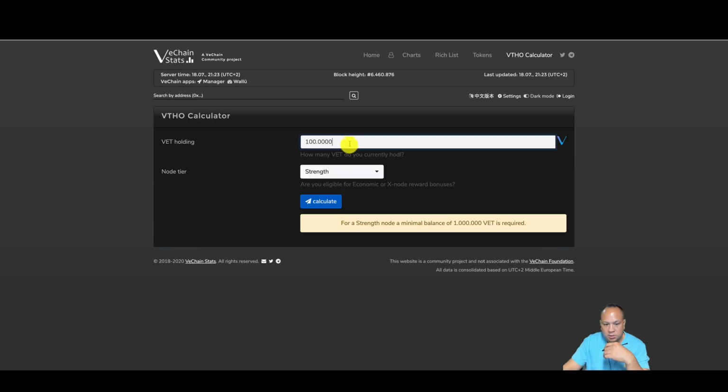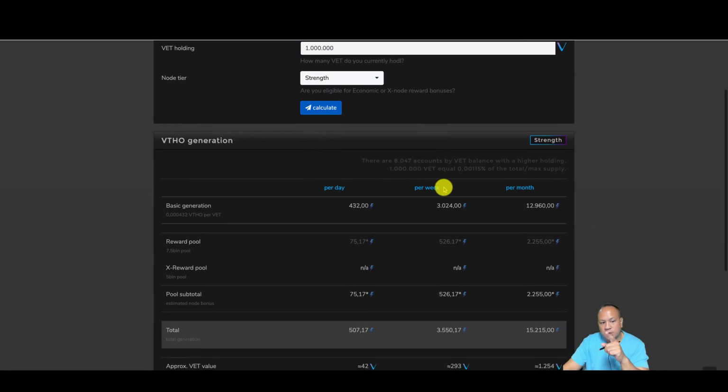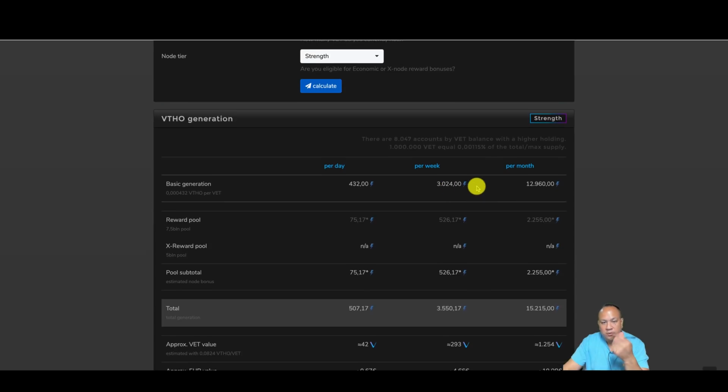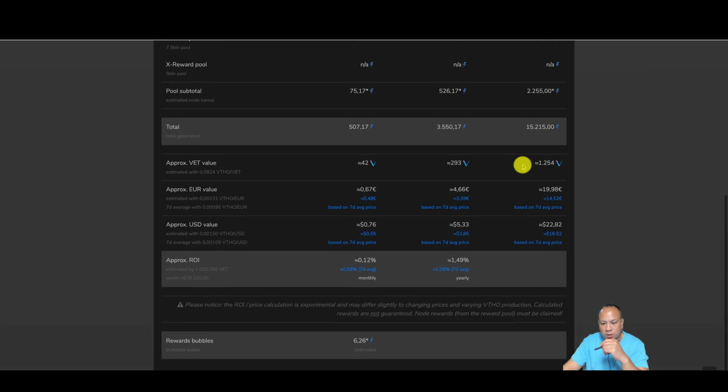Sorry, we missed a 0. Let's calculate this. Now look, this is what you're going to generate in terms of VTHO rewarded per month. So here's the total that you're going to get of VTHO. And that's going to be about $22 US a month, or $19 euro.